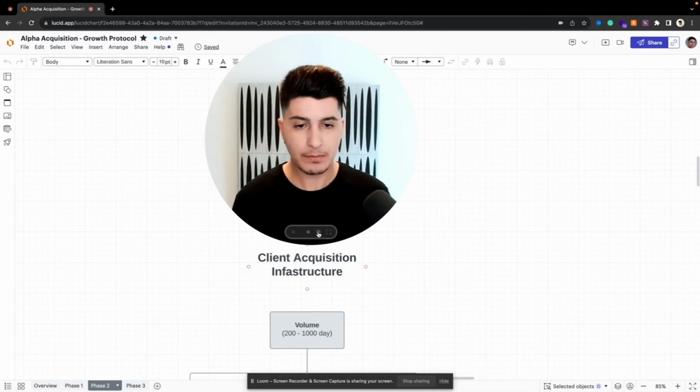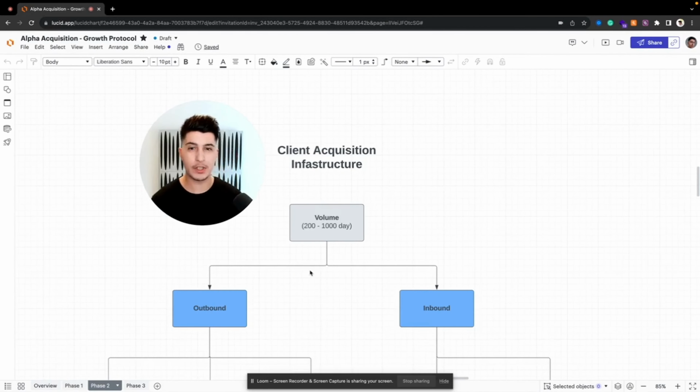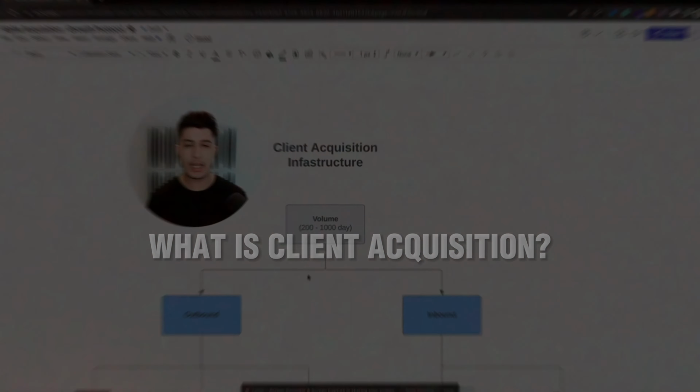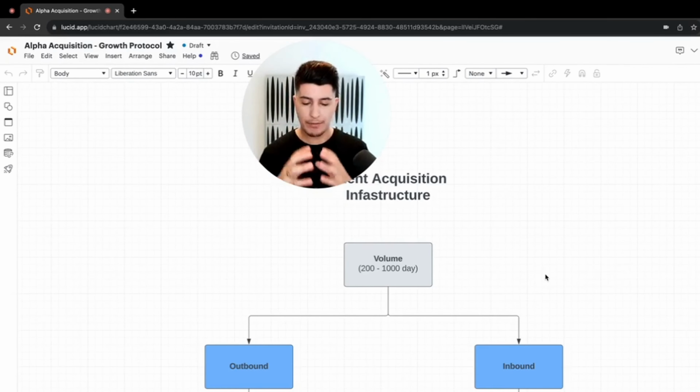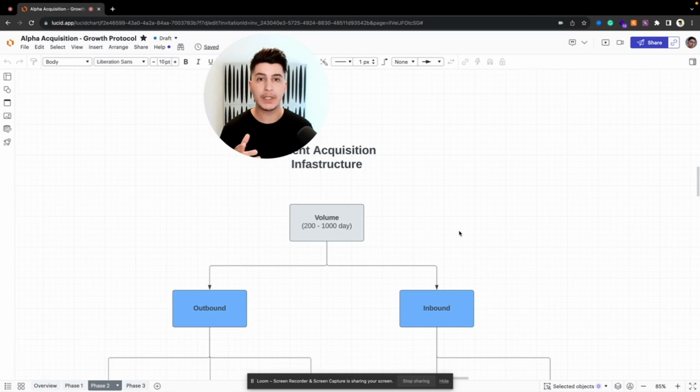Okay, so let's dive into it. First off, what is client acquisition? Client acquisition is a department, which traditionally would be called business development, where you have a team, systems, and SOPs, and the whole focus is to get more clients, predictably, right? So you want a whole department that's working towards the same goal, which is getting you clients.